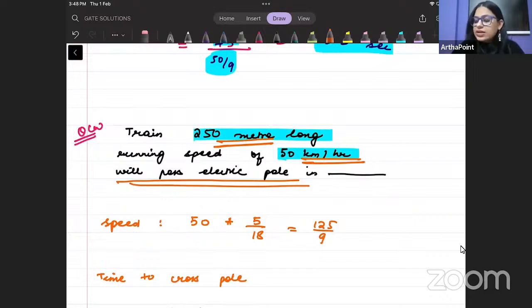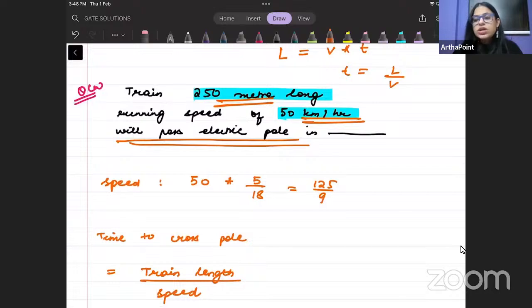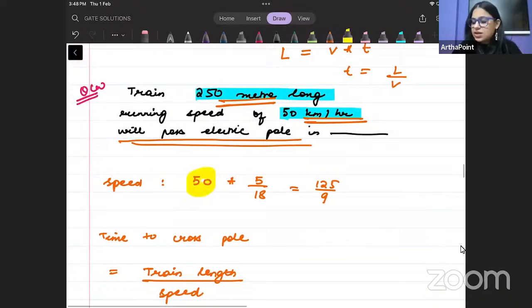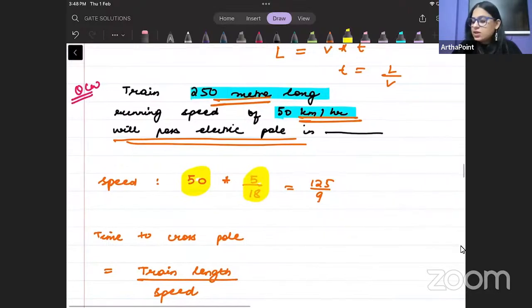So we know that the length of the train is equal to velocity into time, so the time is going to be length by velocity. But before we do that, we need to convert the speed into meter per second. We are given that the speed is 50. When I convert this 50 into meter per second, I will get 50 into 5 by 18, so I will get 125 by 9.